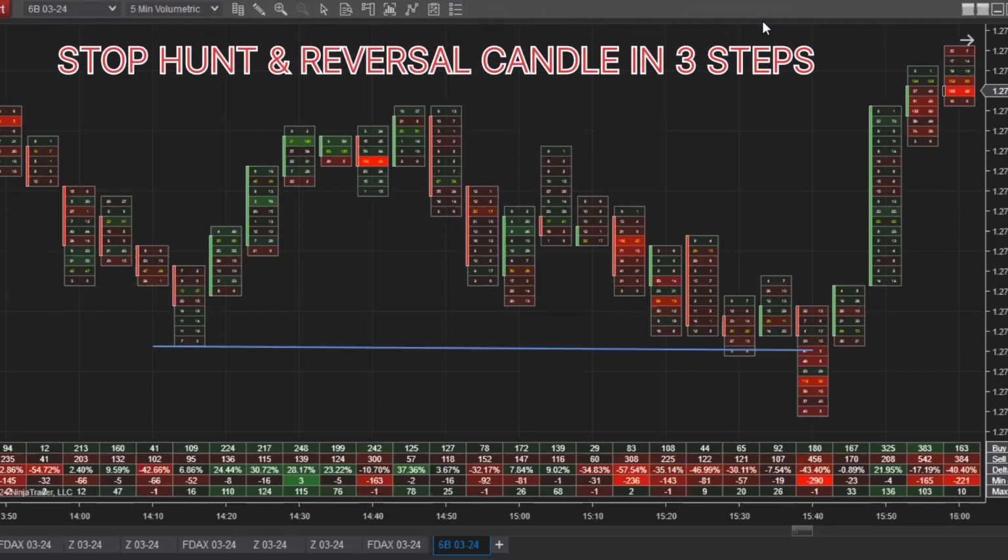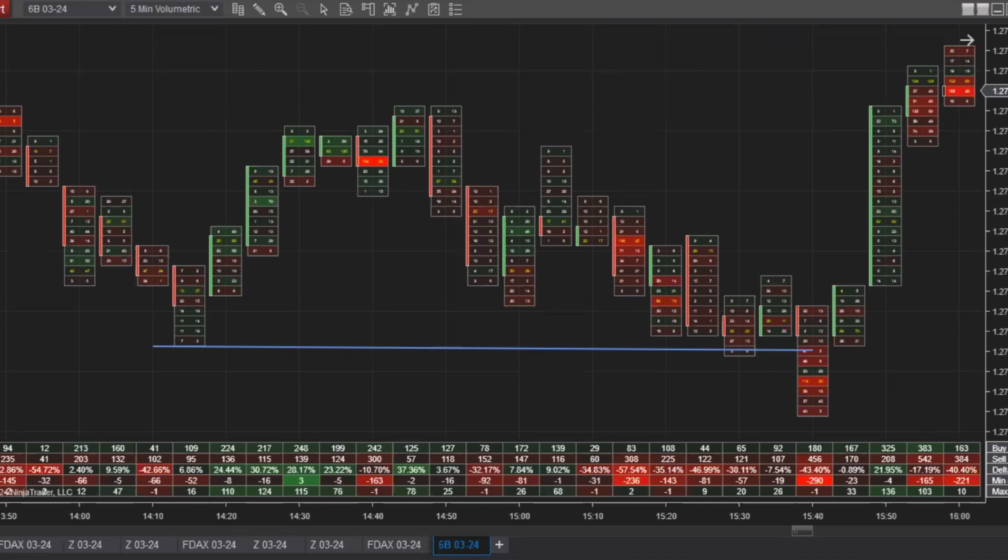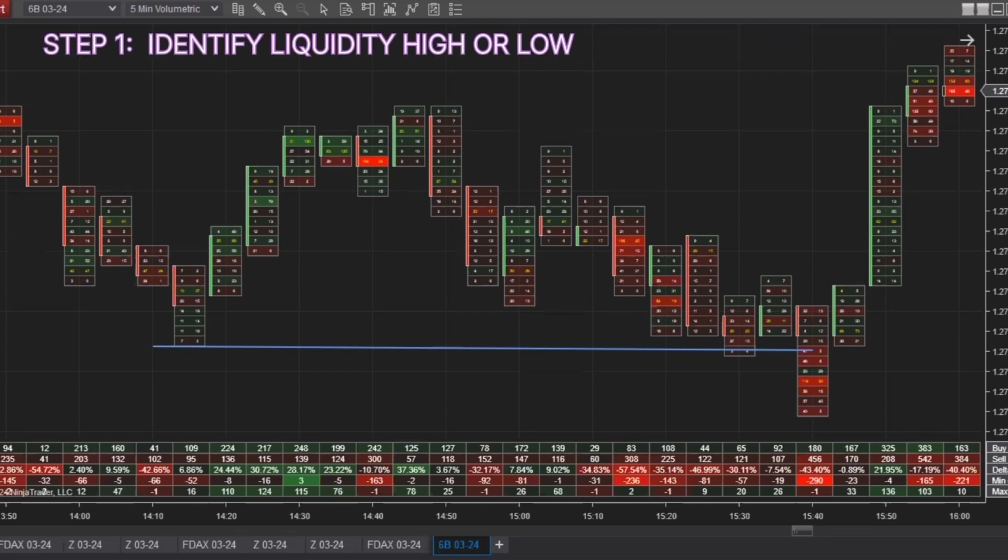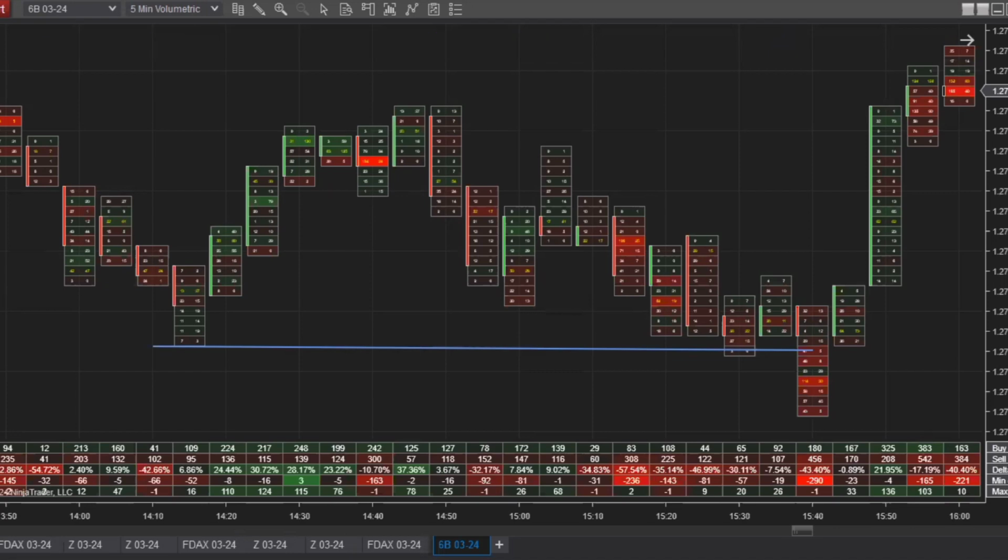Hi guys, today we are going to be talking about stop hunt and reversal candle in just 3 steps. So let's just get right into it. The very first step is identifying the liquidity areas, probably an old high or an old low, and it can also be a session high, a session low, intersession high, intersession low, or intra-session high or intra-session low. Just anywhere you can see a significant high and a low, that is what we need.